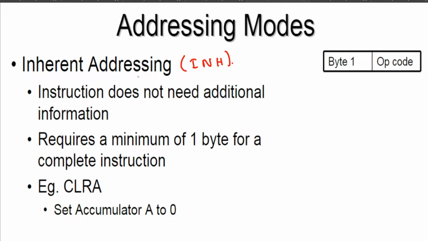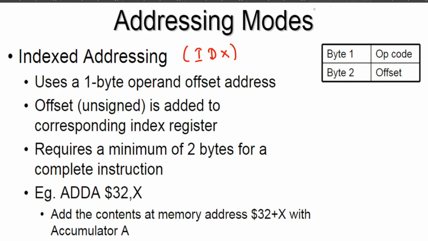And then we have inherent addressing. The instruction does not need additional information, and requires a minimum of 1 byte for a complete instruction. Example, CLRA, clear A, set accumulator A to 0. So it just needs the opcode, that's it.